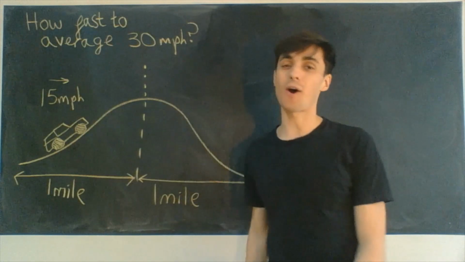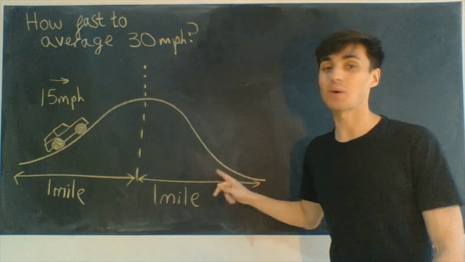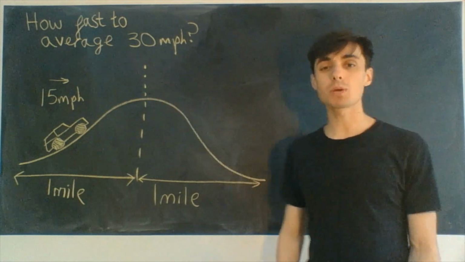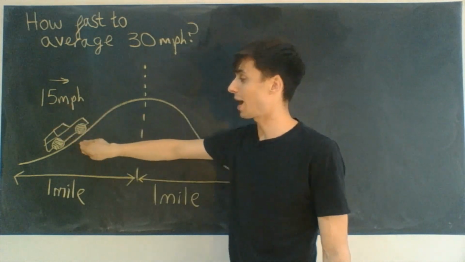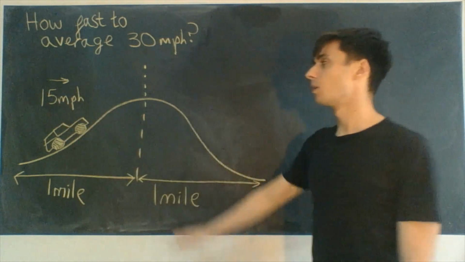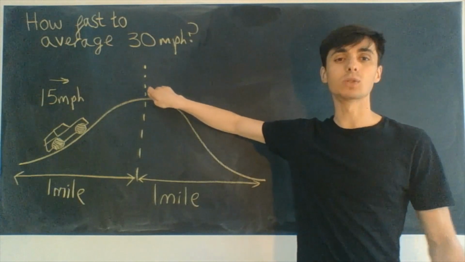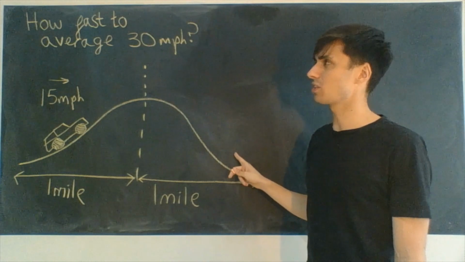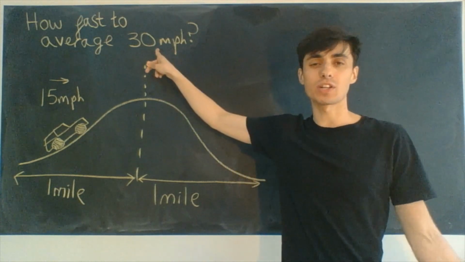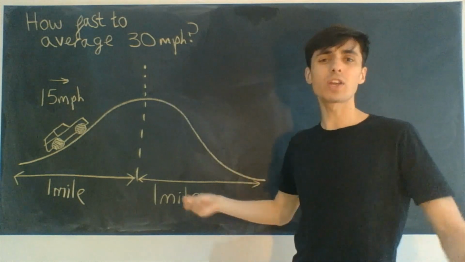You're driving your car and you want to go up this hill and down the other side. The problem is your car's quite old and it can only go at 15 miles per hour up the hill. When you get to the top of the hill, you ask the question, how fast do I need to go down the other side to average 30 miles per hour? It's quite a nice question to ask.